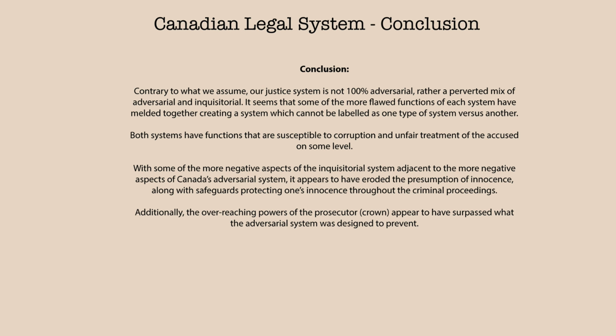Both systems have functions that are susceptible to corruption and unfair treatment of the accused on some level, with some of the more negative aspects of the inquisitorial system adjacent to the more negative aspects of Canada's adversarial system. It appears to have eroded the presumption of innocence, along with safeguards protecting one's innocence throughout the criminal proceedings. Additionally, the overreaching powers of the prosecutor appear to have surpassed what the adversarial system was designed to prevent.